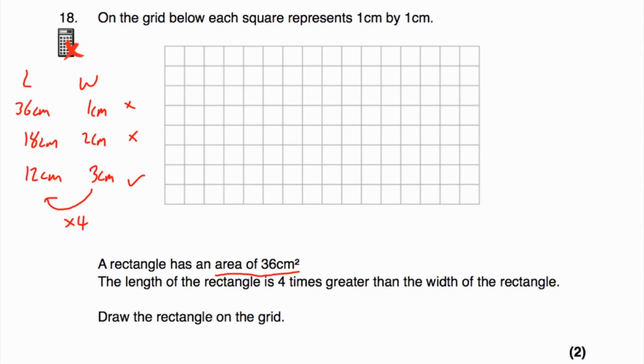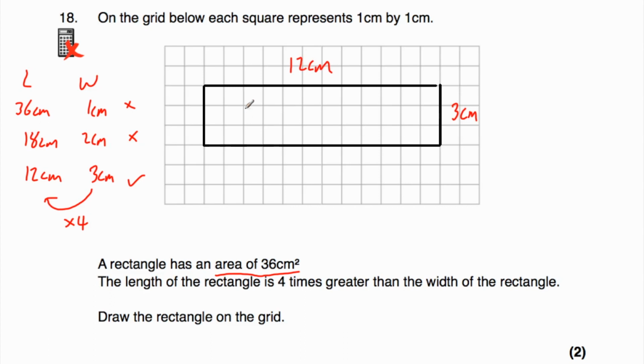So let's draw that. So we've drawn the rectangle. It's got a length of 12 centimetres and it's got a width of 3 centimetres. And as you can see, its area is 36 centimetres squared and the length of it is 4 times greater than the width of it. So that's it. So that's question number 18. So let's have a look at question number 19.